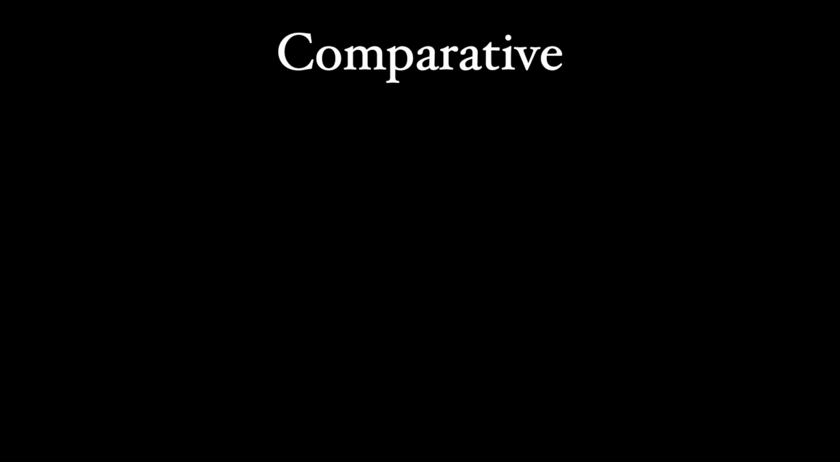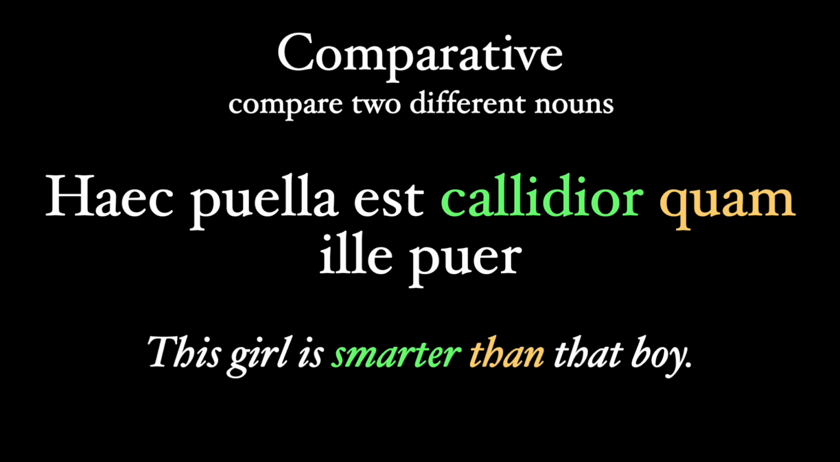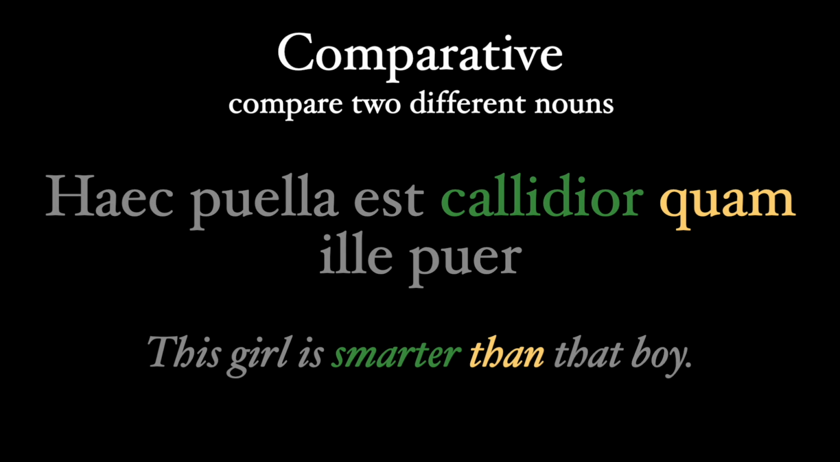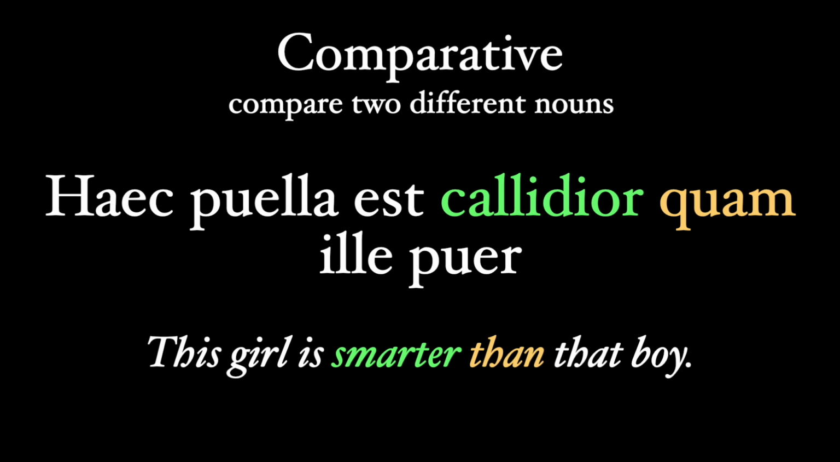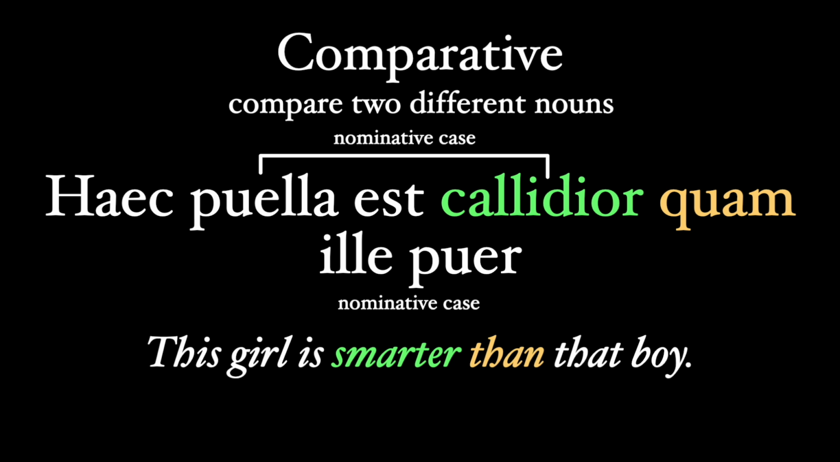The comparative is used to compare two objects. So like, this girl is smarter than that boy. I'm going to start off here by using the word quam to mean than, by the way. Haec puella est calidior quam ille puer. In this sentence, calidior is in the nominative case because it agrees with the puella, and the object she's being compared to, the boy, is also in the same nominative subject case. When you use quam, the two objects of comparison are in the same case.